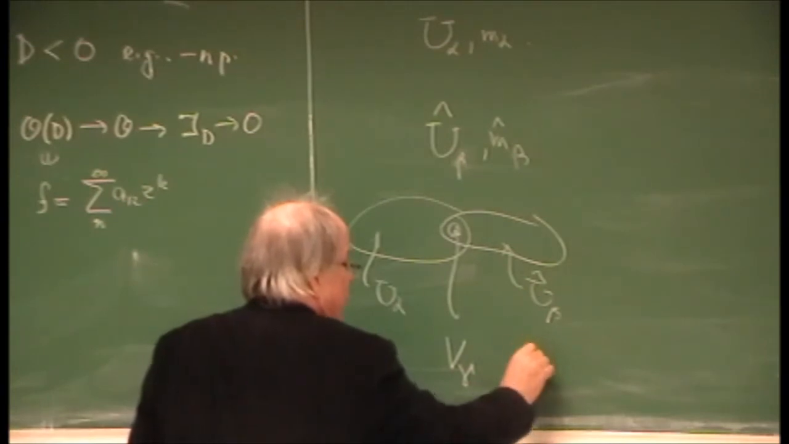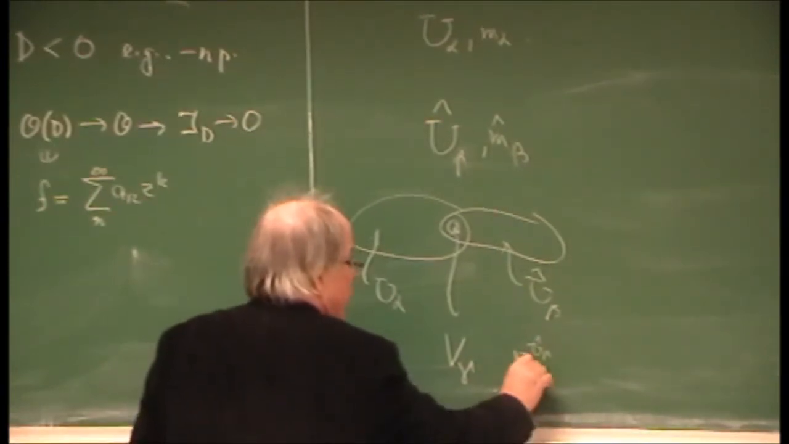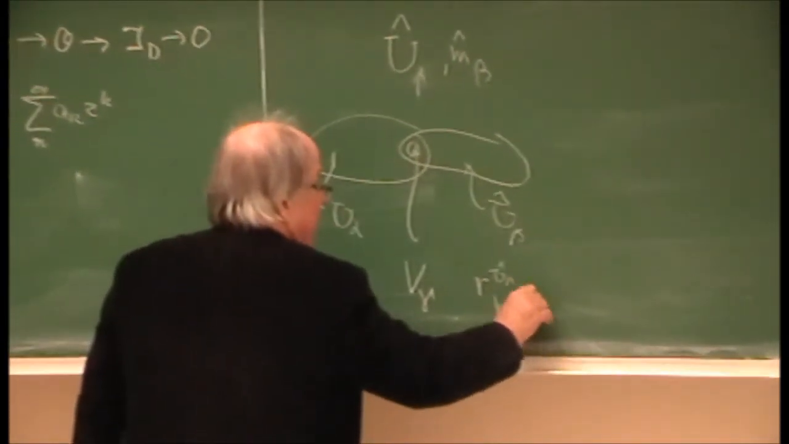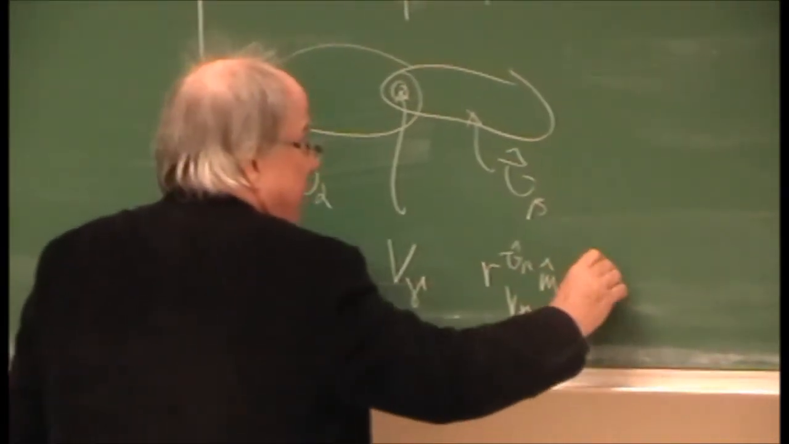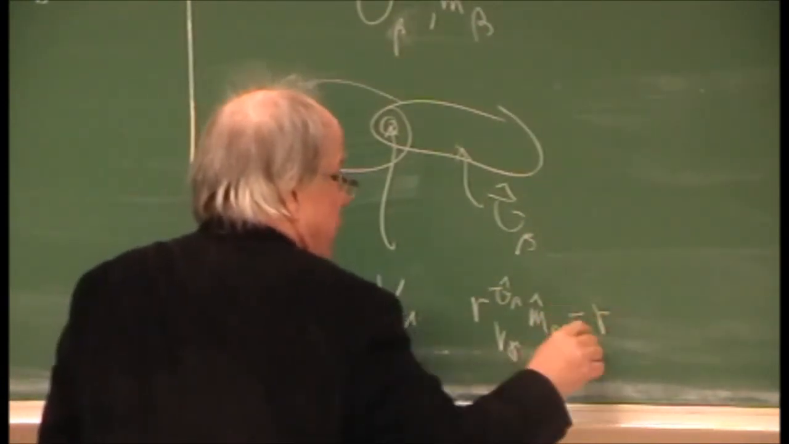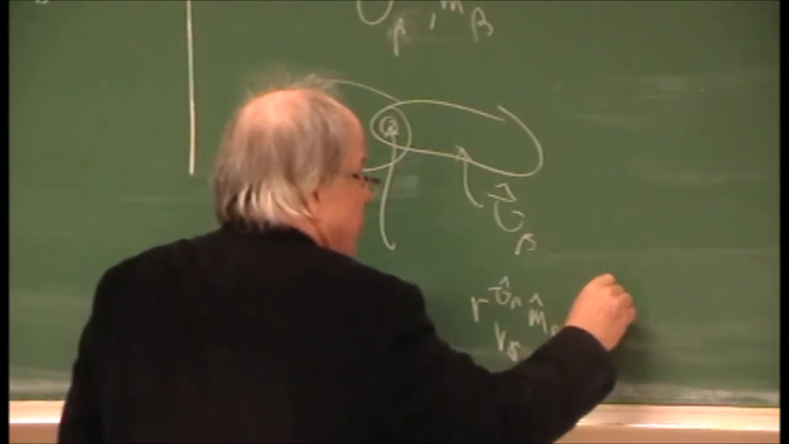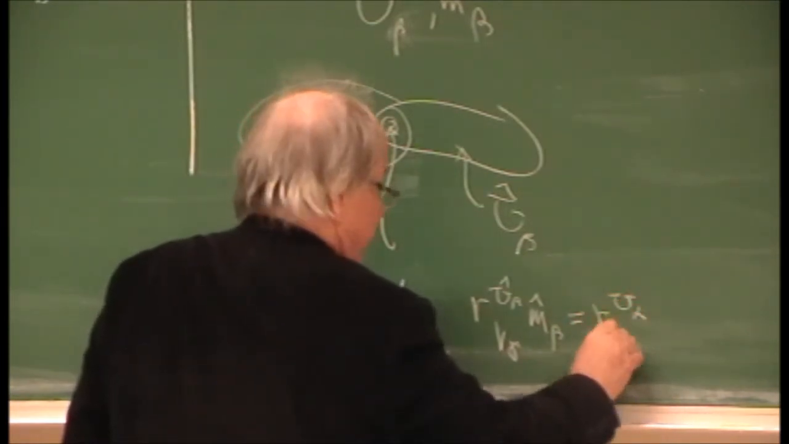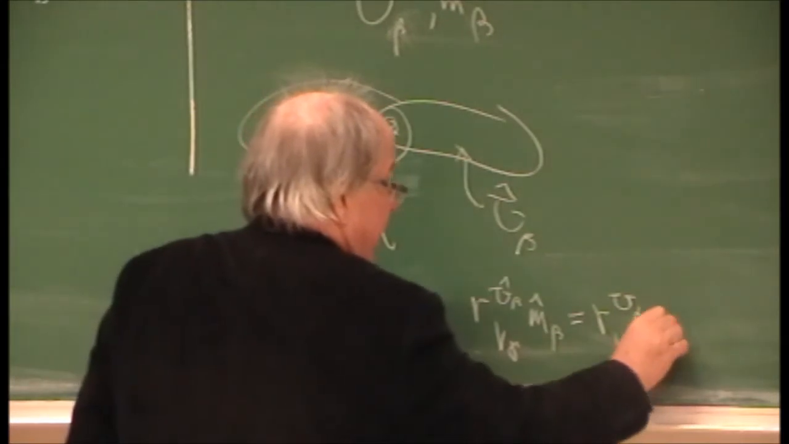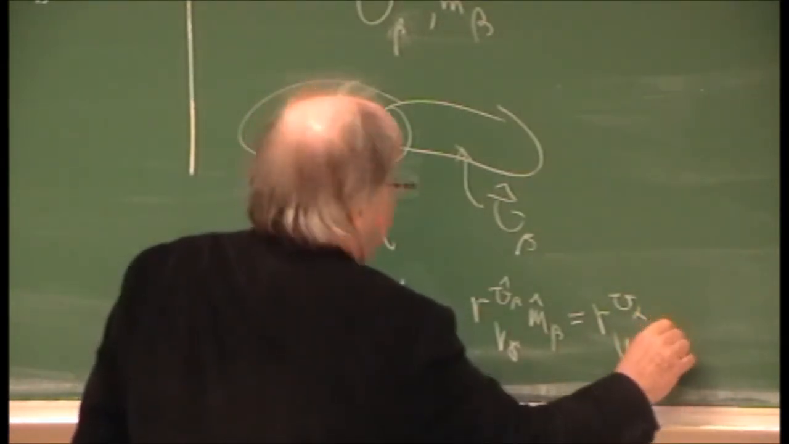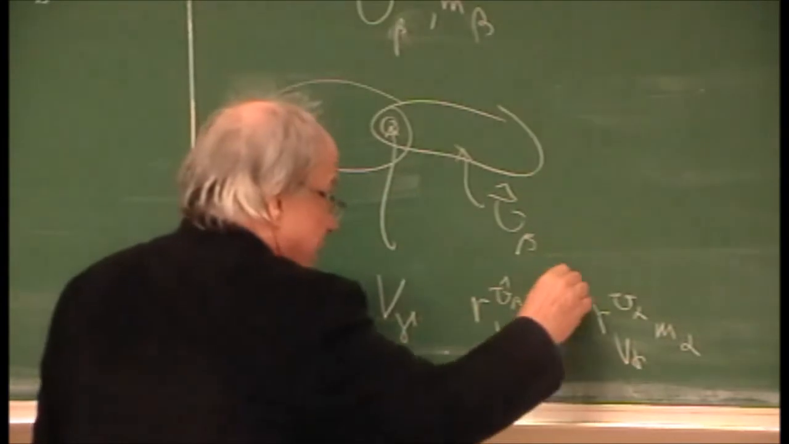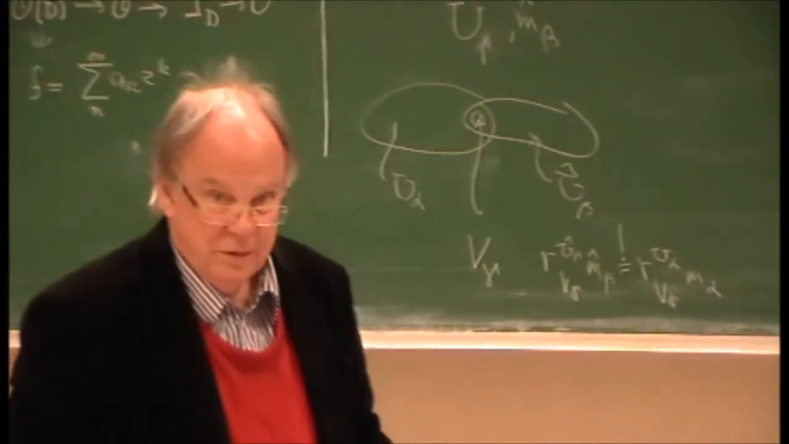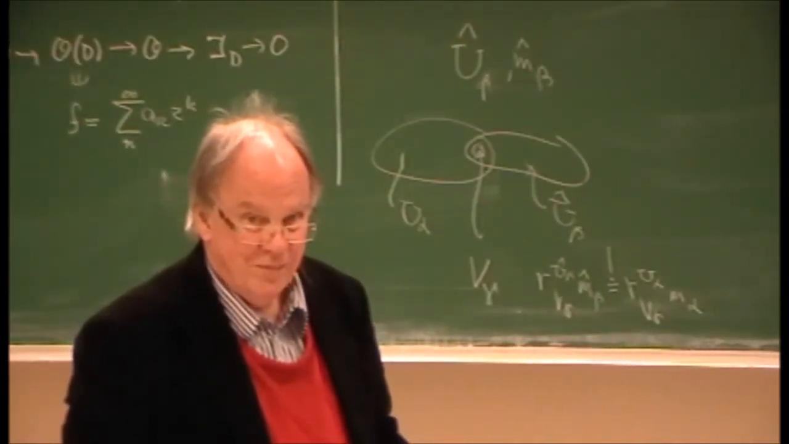Restriction from U beta hat to V gamma of M beta hat is required to be equal, we have to talk about what that means, to the restriction from U alpha to V gamma of M alpha. And this is a problem. I think that's what you're worried about. I don't know if I'm worried about it.